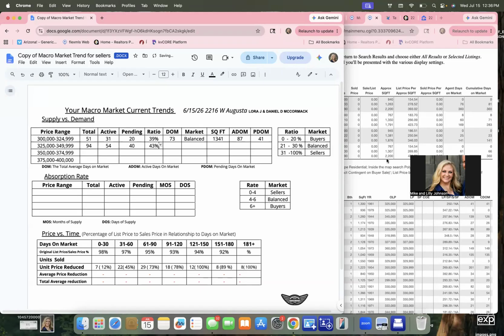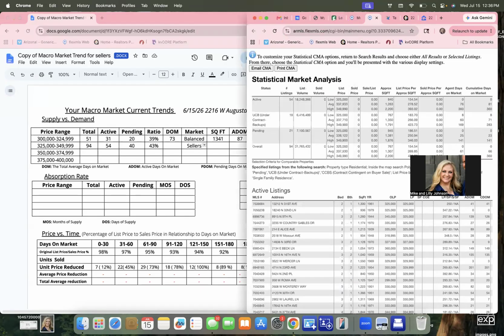Okay. So 43%, what is that? That is a seller's hit. Interesting. So if he were to price between 300 and 324,999, that would be a balanced market. If he prices between 325 to 349,999, provided it's accurate based on other comps, that's going to be more of a seller's market.